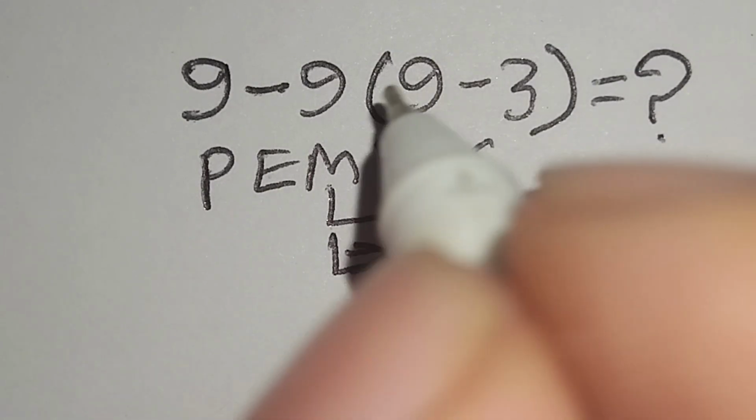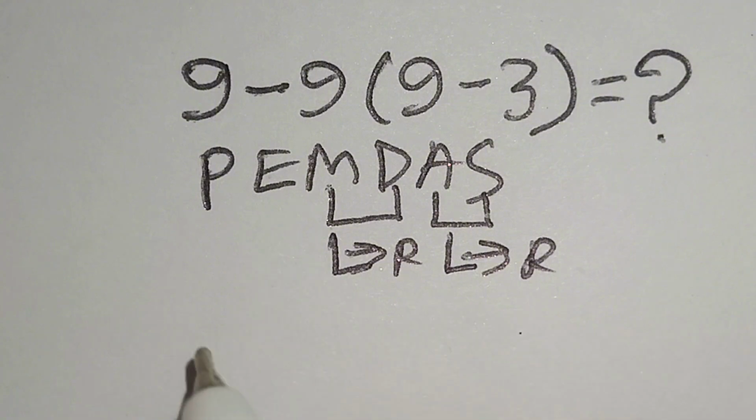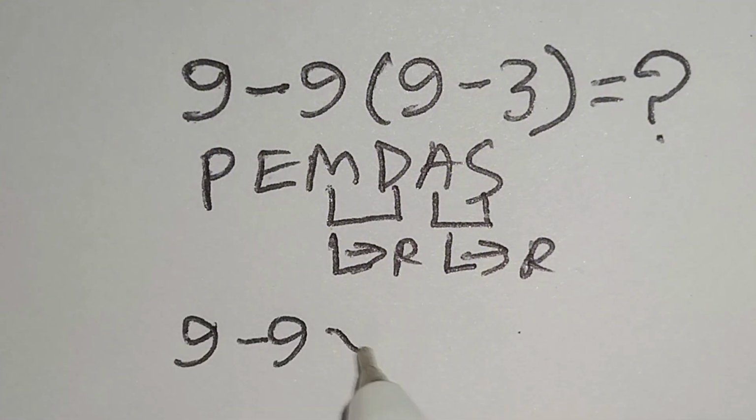Therefore, at first we have to work with this parenthesis. Here this 9 minus 9 multiply this 9 minus 3 gives us 6.